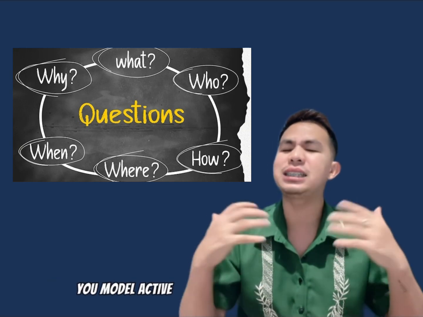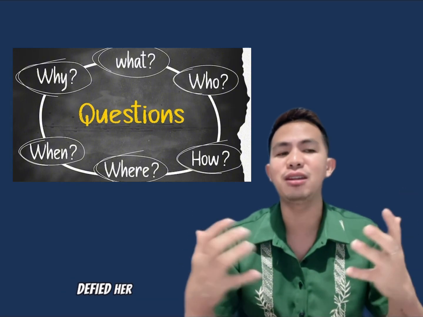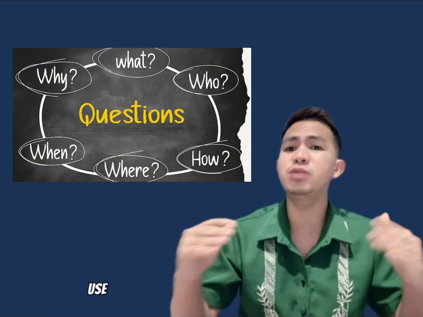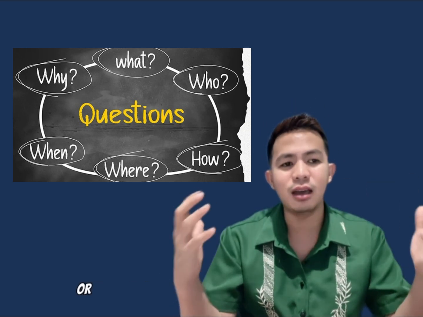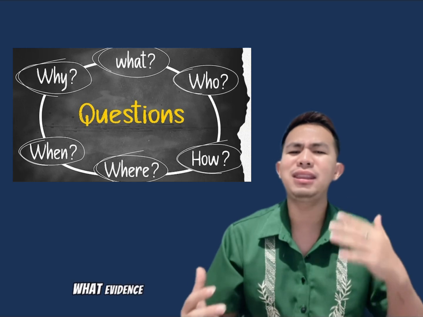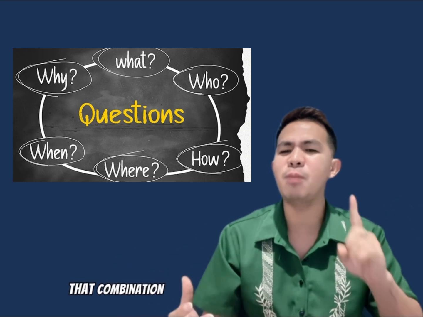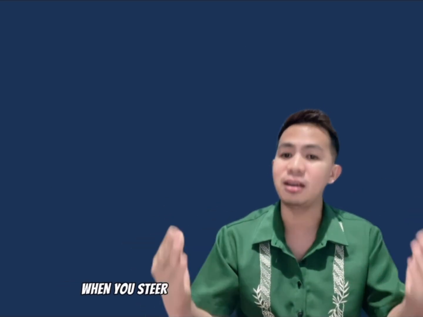You model active listening. I hear you wondering why Juliet defied her family. So let's explore that. And then use scaffolds. If you get stuck, use this question stem: What evidence from the text suggests? That combination of structure and freedom lets students take the lead while you steer when needed.